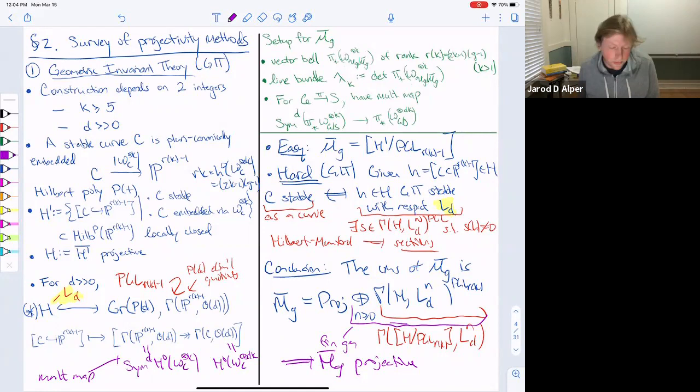And the way this works in practice is that it's actually difficult to show this hard fact that C being stable is equivalent to GIT stable in complete generality. What you usually do is you just show it for smooth curves, and then you try to exploit that stability to get it for everything by sometimes ad hoc methods.